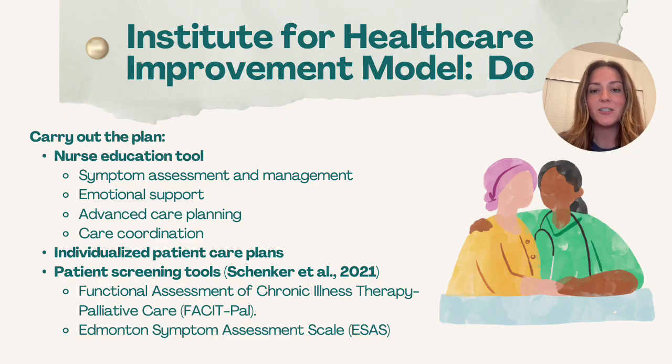In order to track patient outcomes, and in this case, their quality of life and symptom management, assessment tools will be utilized. One of the studies discussed from the evidence section utilized a scale called the Functional Assessment of Chronic Illness Therapy, Palliative Care, or FACIT-PAL. This tool identifies quality of life concerns for patients with life-limiting illnesses and has shown responsiveness to change. The scores range from 0 to 184, with higher scores indicating better quality of life.